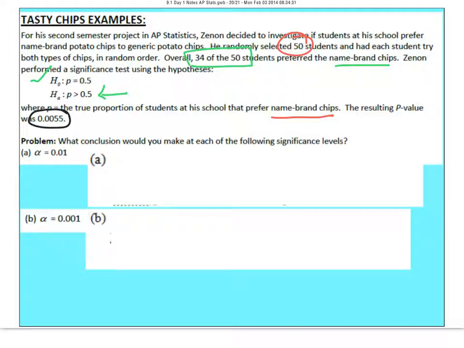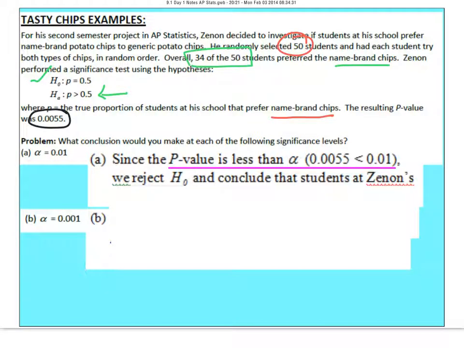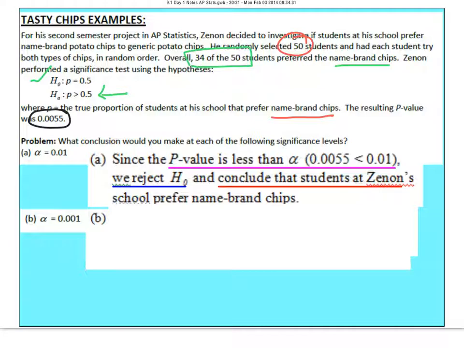Here's how he would make his conclusion, and it is going to be in three parts, which you want to make sure all your conclusions have. First, he says, since p is less than alpha; you must show the numerical comparison here. That's step 1. Because p is less than alpha, we reject H sub O. That's the second thing. Because we reject H sub O, now what? We conclude that the students at Zenon's school prefer brand name chips, which is basically accepting H sub A in our final conclusion.